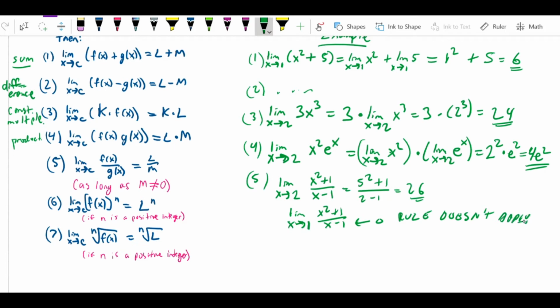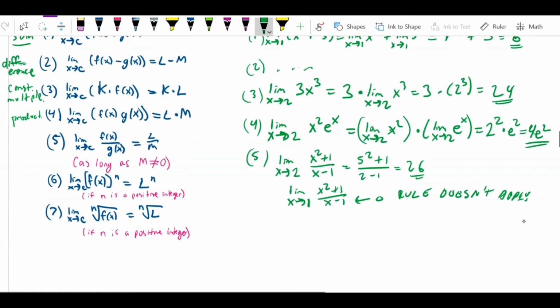In this case, we need a different rule, which we'll cover a little bit later. So let's see, 6. 6 and 7 are really the same rule, because you know, of course, that a radical, if I take the nth root of something, that's like raising it to the 1 over n power.